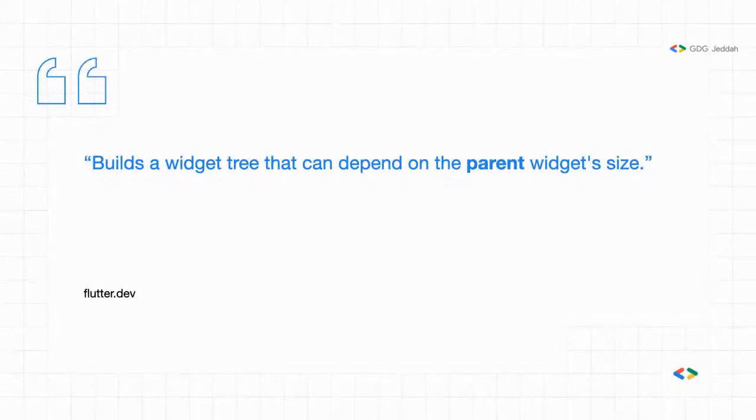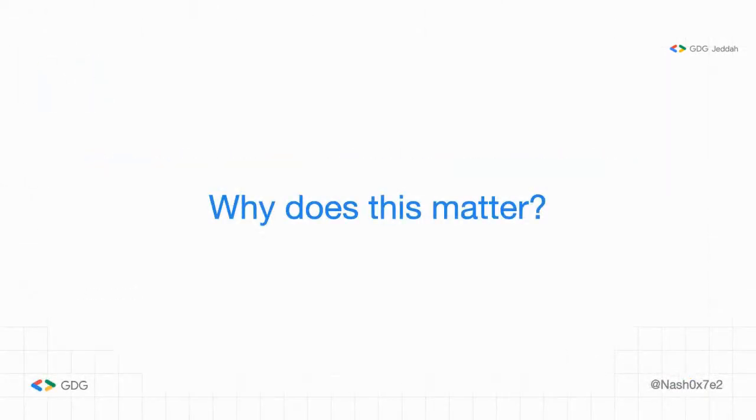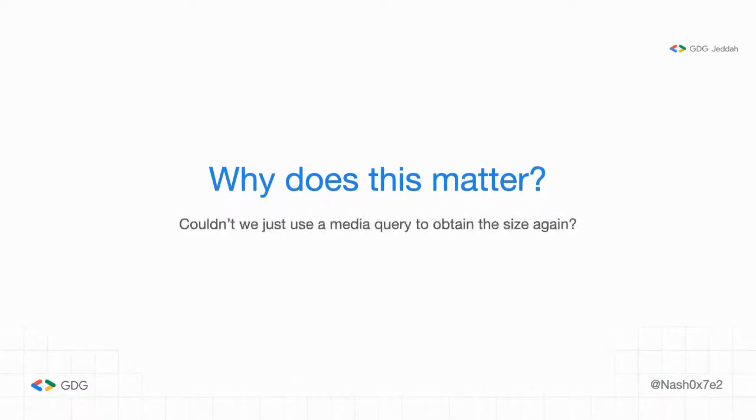So what is a LayoutBuilder? Well, according to the documentation, it builds a widget tree that can depend on the parent widget size. Now, the key here is the parent widget size. So why does this matter? Why do we care about the parent widget? Why can't we just use the MediaQuery to obtain the size again? What's the difference here? And why should this affect how we use and lay out our widgets?